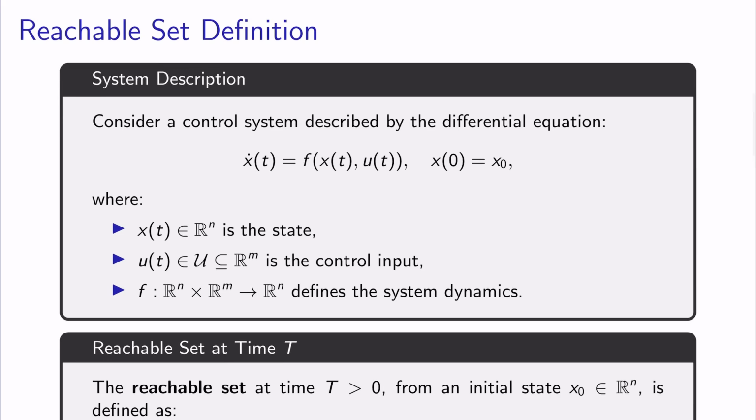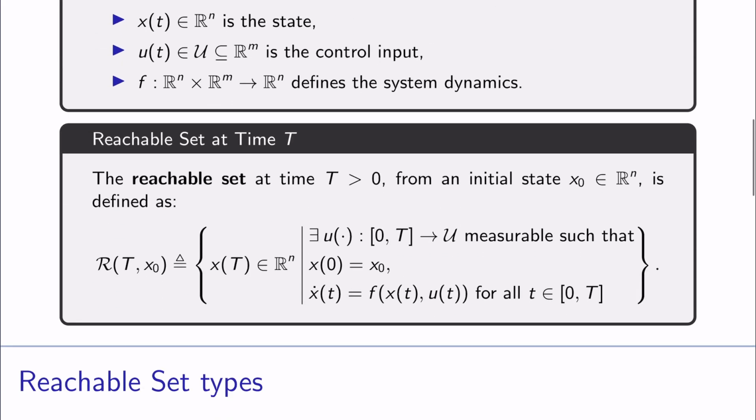And the reachable set definition: the reachable set at time t, which takes positive values, from an initial state. There are a couple of variations of reachable set descriptions, and we will discuss the first one. We have two arguments: one is time, and the other is the initial condition, or the starting point.